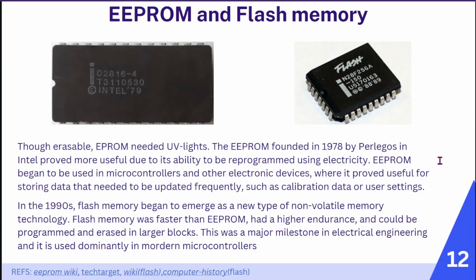Also, EEPROM needed to be erased only one bit at a time. In contrast, flash memory was able to erase and rewrite blocks of memory, which proved to be much faster.